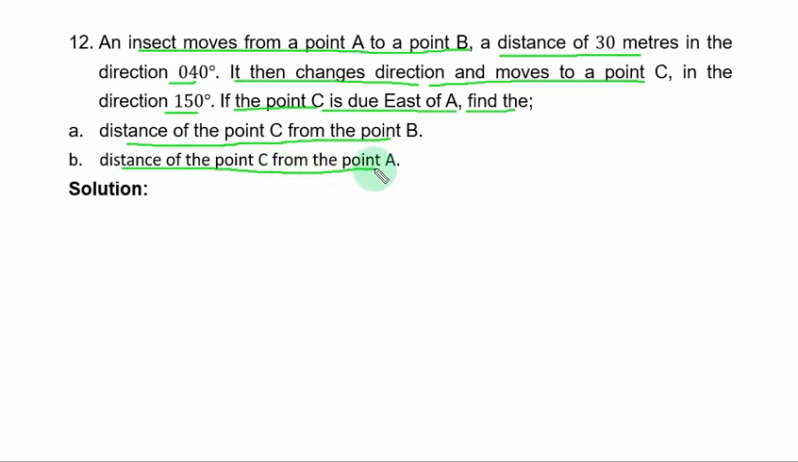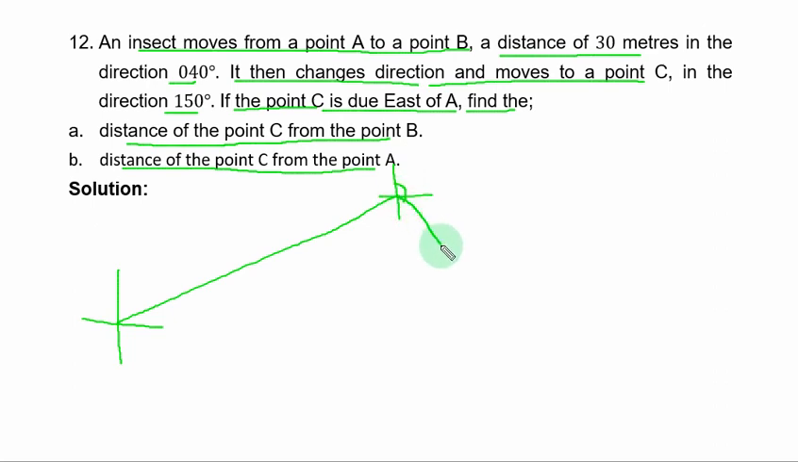Solution. This question is very simple. Let's have the point A somewhere here. The insect moves 040 degrees to point B. So this is point B. The distance is 30 meters. When the insect gets to point B, it changes direction and moves to point C, 150 degrees. That is somewhere here.